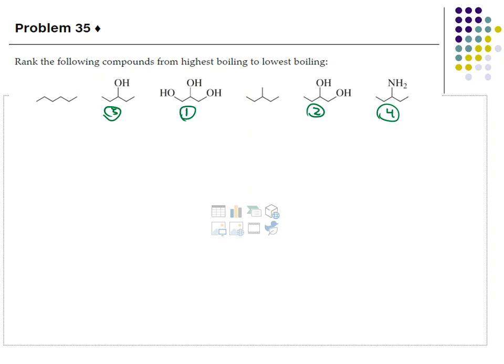Now I've got these 2 that I need to worry with, and I've got to figure out which one has a higher boiling point over the other one. So if I look, I've got 1, 2, 3, 4, 5, 6 carbons, and then here I've got 1, 2, 3, 4, 5, 6 carbons. So they're being pretty good to me. They're keeping it the same magnitude as far as size and structure goes.